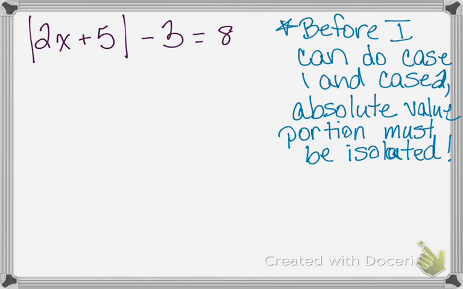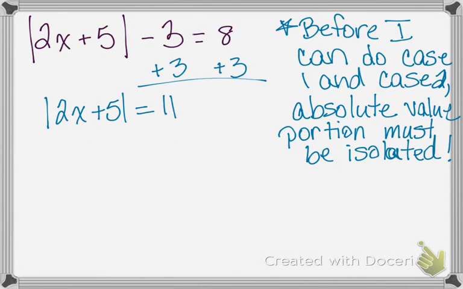Okay? So before I do case 1 and case 2, I've got to add this 3 to both sides. So I haven't done anything with my absolute value. I've just added 3 to both sides. So I still have 2x plus 5. Okay? All I did was I moved that negative 3 to the other side because it was outside my absolute value sign. Now I do case 1 and case 2.